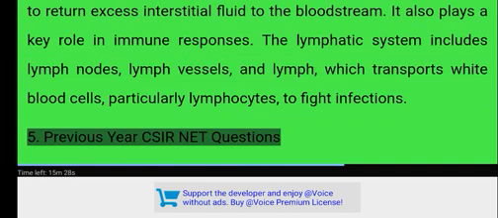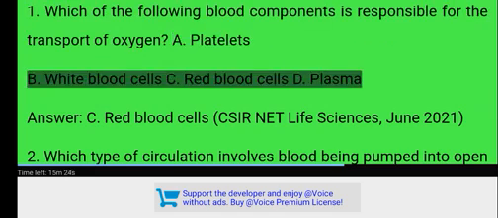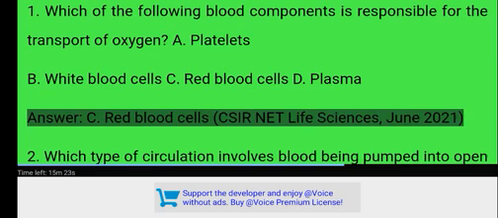5. Previous year CSIR NET questions. 1. Which of the following blood components is responsible for the transport of oxygen? A. Platelets. B. White blood cells. C. Red blood cells. D. Plasma. Answer: C. Red blood cells. CSIR NET Life Sciences, June 2021.